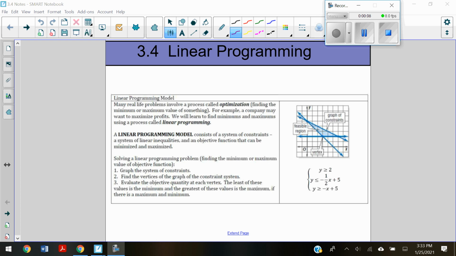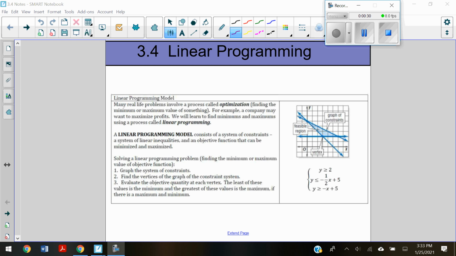So linear programming, it's taking real life problems and doing the process called optimization. So you're finding the maximum or minimum values of something. A lot of times companies use this to maximize profit, minimize costs, etc. And so it's called linear programming when we find those maximums and minimums.